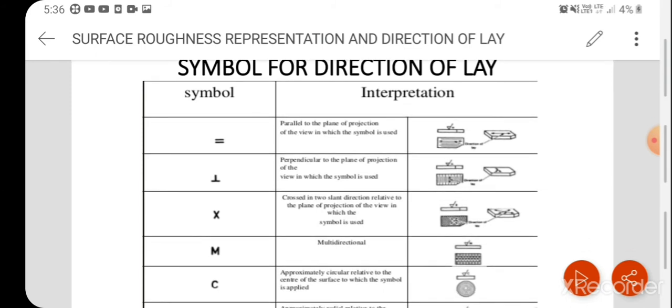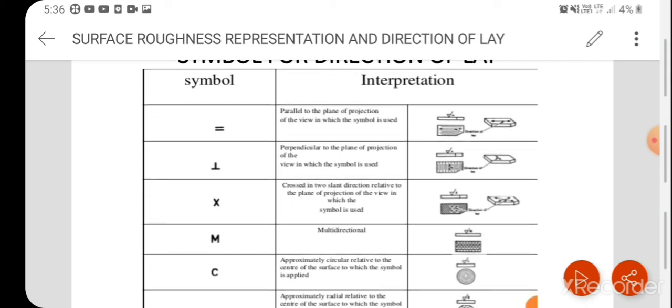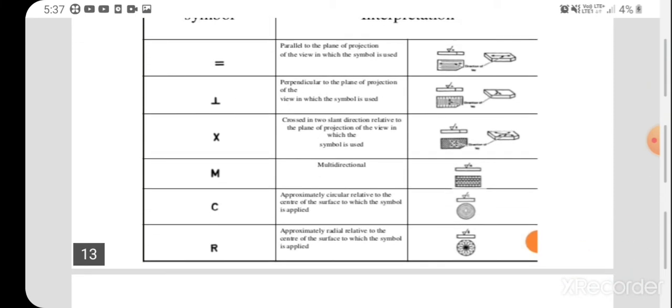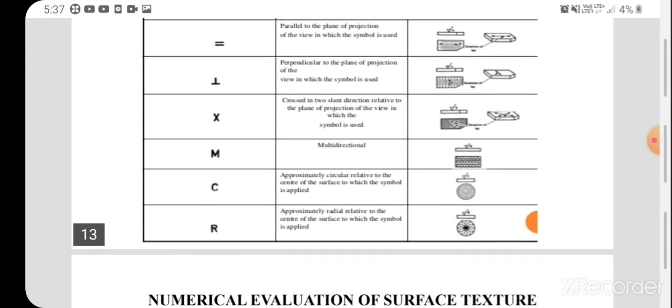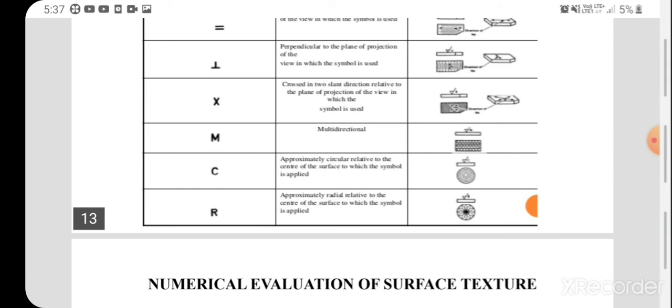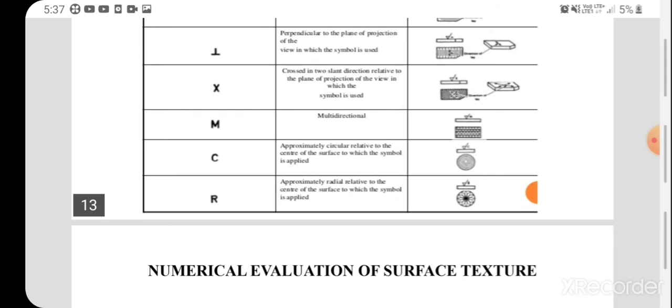The first symbol is parallel: the lay is approximately parallel to the line representing the surface to which the symbol is applied. When the lay is approximately perpendicular to the line representing the surface, the perpendicular symbol is used. When the lay is angular in both directions, the cross symbol is used. When the lay is multi-directional, the M symbol is used. When the lay is circular relative to the center of the surface, the C symbol is used. When the lay is radial relative to the center of the surface, then the R symbol is used.